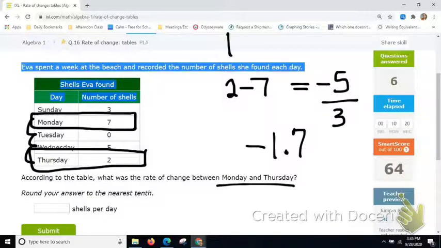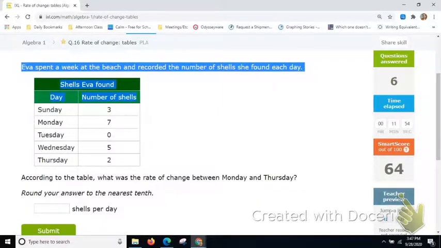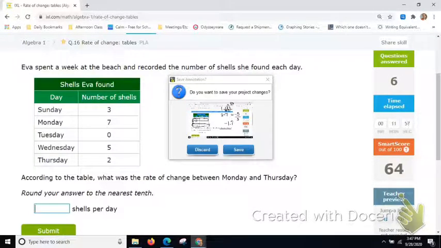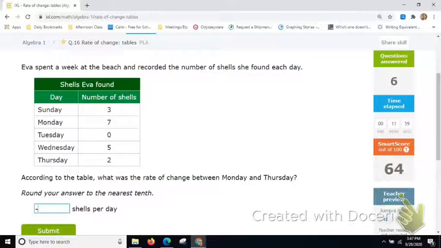1.666, etc., etc. If I can only keep one, I look at this one. It's a 5 or higher, which tells me this guy is going to get bumped up to be 1.7. So it's closer to 1.7 than it is to 1.6 because it's more than halfway. And it is negative, so negative 1.7 again.